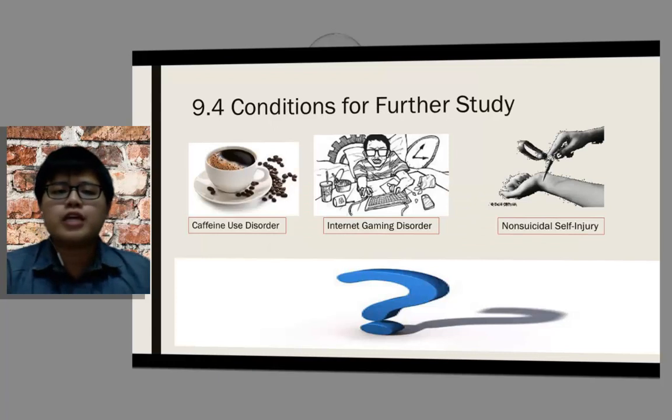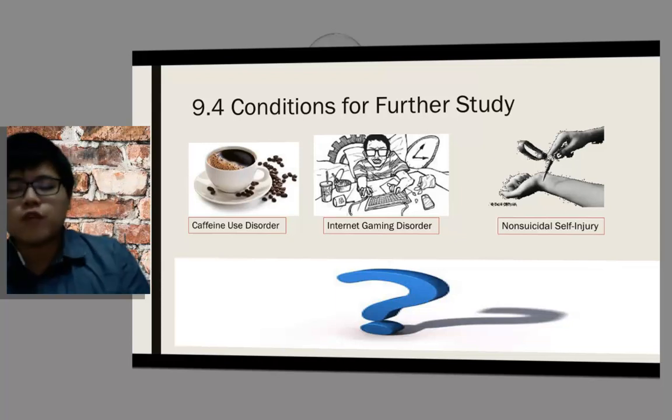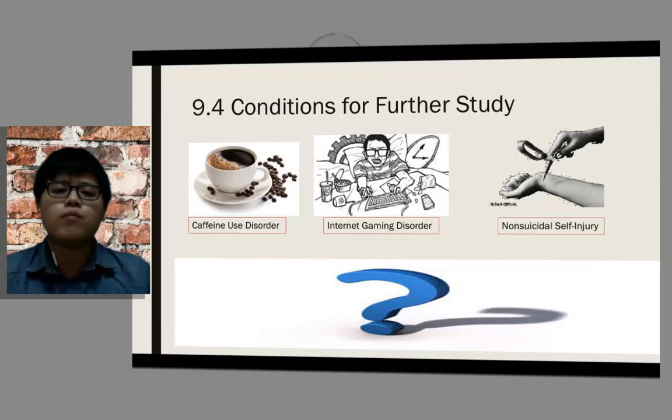The last part of the DSM-5, section 3, is about the conditions for further study. The panel of DSM-5 suggests a number of disorders that might need to be studied in the future so that they could be included in future revisions of DSM, for example, in DSM 5.1 or maybe in DSM 6. These conditions include caffeine use disorder, internet gaming disorder, and non-suicidal self-injury.